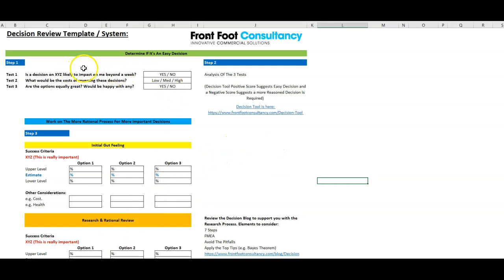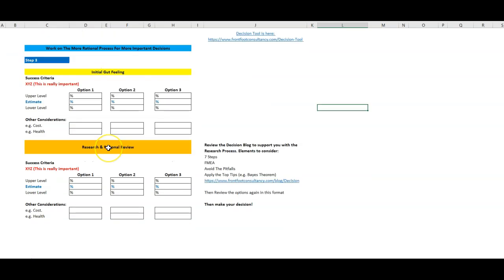And to summarise, step 1, we'll do the 3 simple tests to determine whether it's an important decision or not. If it's a quick decision, then get on and do it. And then once we've decided that it's a more important decision, we're going to move into this step.